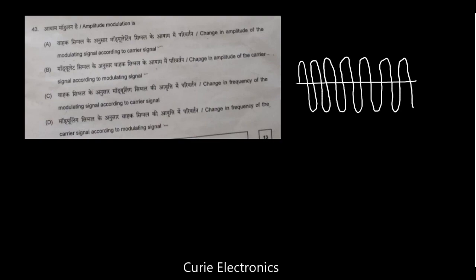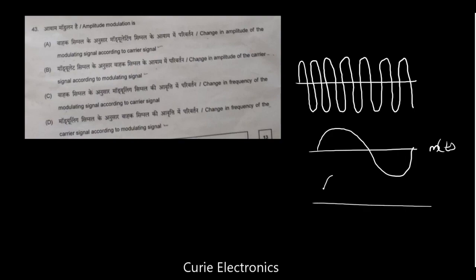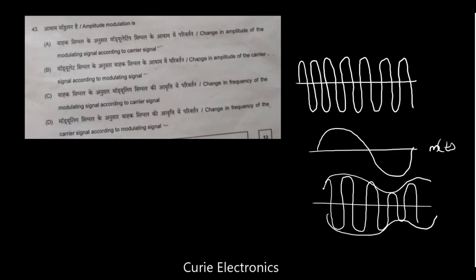Okay. Then what we will do? When you mix a signal with this, a message signal M of t, then what we get? We will get a modulated signal. In that modulated signal, what happens? As per the modulating signal, the carrier amplitude changes. A similar kind of waveform we get. So the answer is change in amplitude of the carrier signal according to the modulating signal.